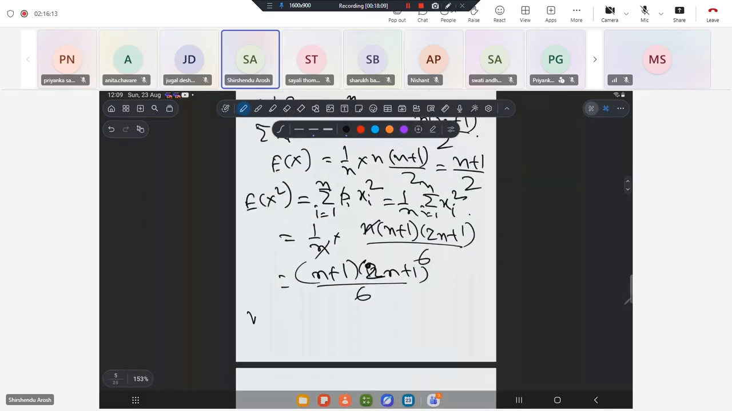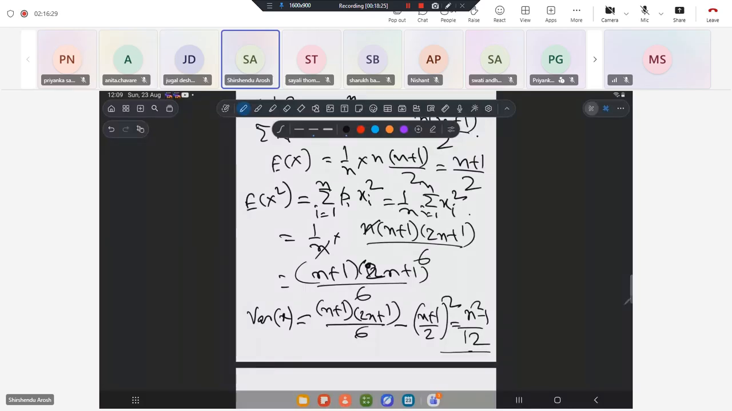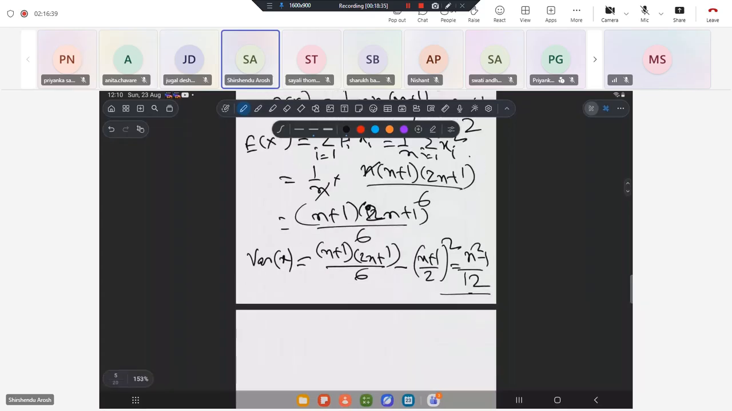And eventually the variance, we had done this: (n plus 1)(2n plus 1) by 6 minus (n plus 1 by 2) whole square, so n square minus 1 by 12. So eventually this is the process. This is a simple distribution to talk about. So this is the uniform distribution, the simplest.